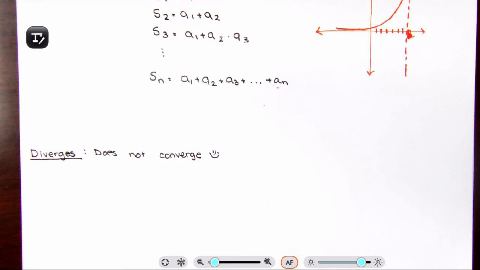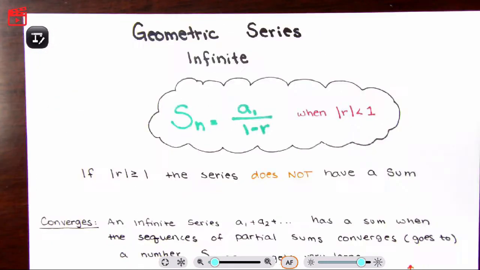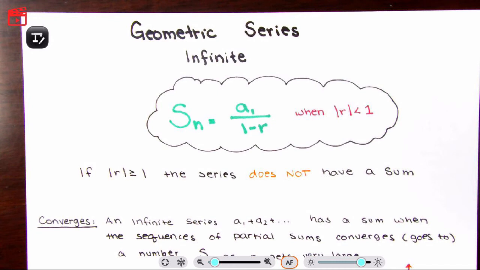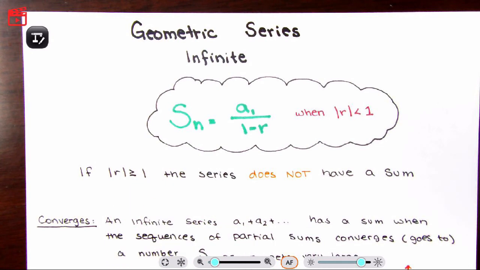So how do we know if a geometric series will converge or diverge? This is where we do the r test. Remember, r is our common ratio. So if we take the absolute value of our common ratio and that absolute value is less than 1, then we can assume that yes, it will have a sum. However, if the absolute value of your common ratio is greater than or equal to 1, the series does not have a sum, therefore diverges.